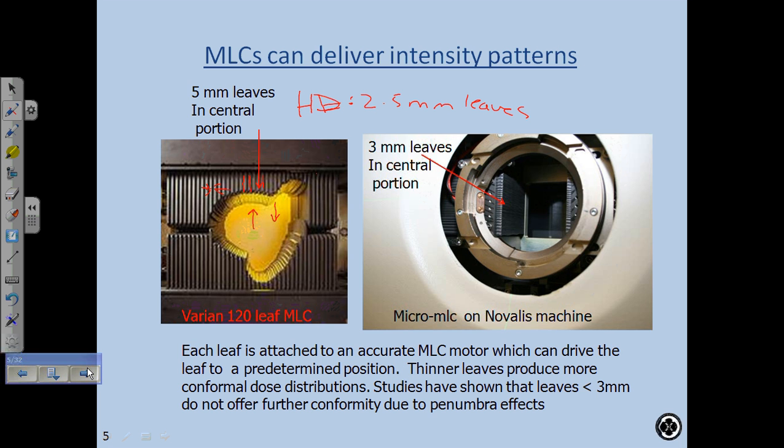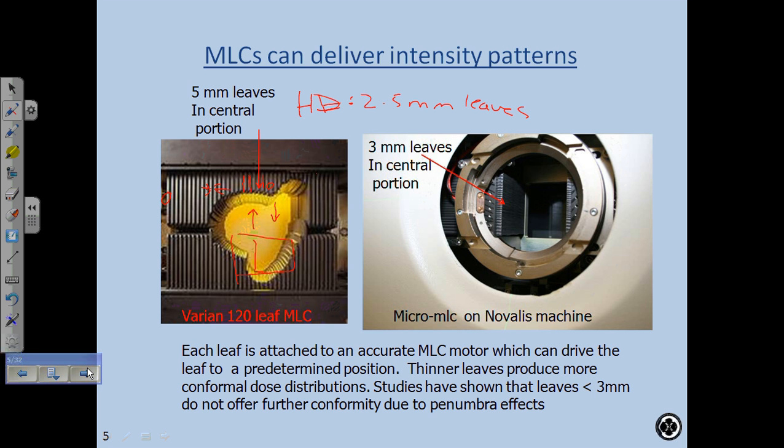This other motor I showed you is a 5 millimeter leaf, and both of these are Varian motors. The 5 millimeter leaves are usually found in the central area of the 120 leaf MLC. And there's another motor, which is a 1 cm leaf, and that looks a lot bigger than these two. The 1 cm is out here. I believe the central 20 centimeters of the field is half cm leaves, and then there's a 10 cm bank on either side, which are 1 centimeter thick leaves.